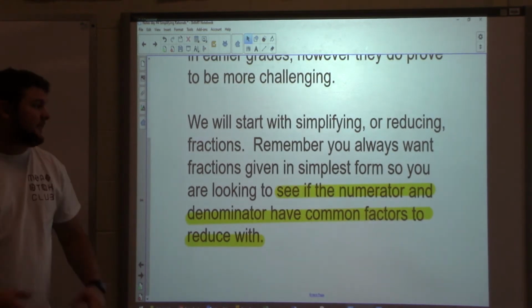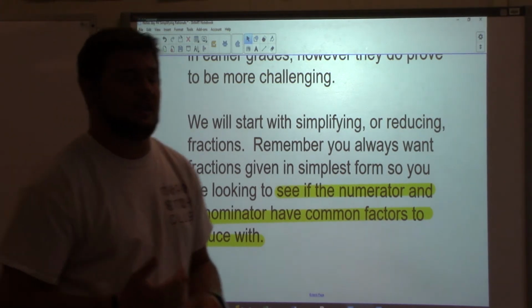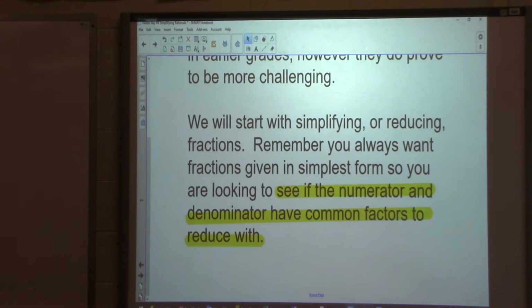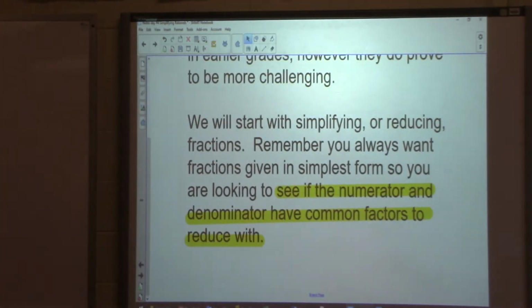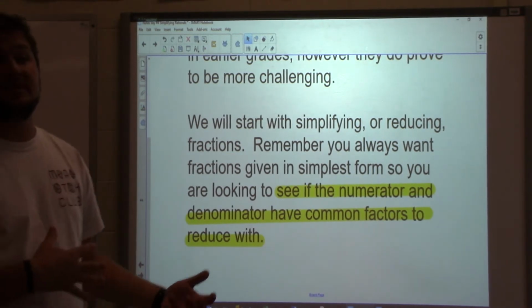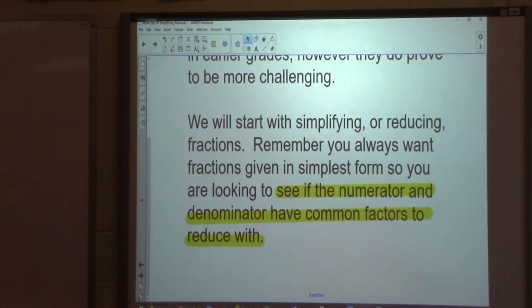Like I said, we're going to start with simplifying or reducing them. Remember, we always want fractions in simplest form, so we are simplifying them as much as possible at all times. And how we're going to do that is we're going to see what common factors the numerator and denominator have and reduce them or cross them out or get rid of them, however you say it. So we're looking for common factors in our numerator and denominator and we're getting rid of them. We're reducing our fractions. So basically it's like reducing a normal fraction, just a little bit harder because we have variables and other expressions in it. Okay? Cool?